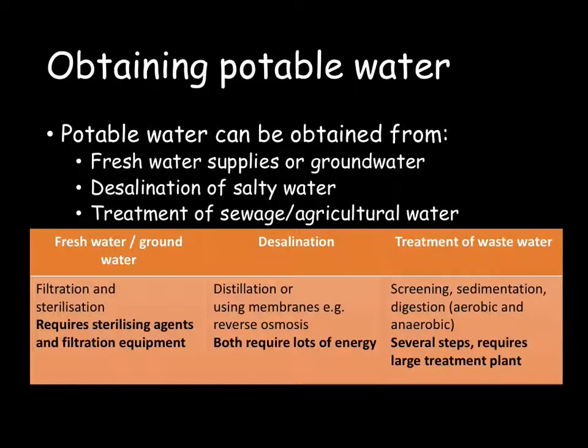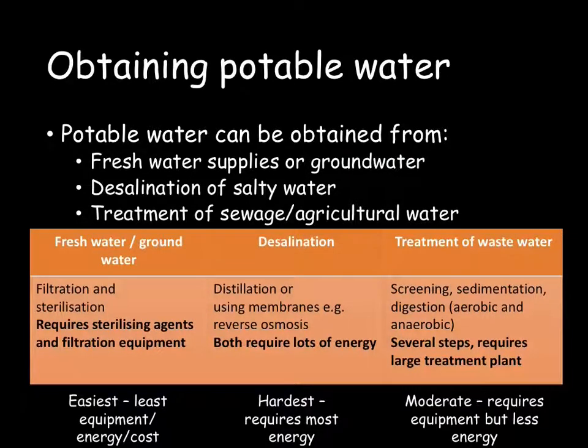For freshwater, we need to carry out filtration and sterilisation, which means it requires sterilising agents as well as filtration equipment. Desalination requires distillation or reverse osmosis, but takes a large amount of energy to do, regardless of which one we choose. And then we have treatment of wastewater, where we need to do screening, sedimentation and digestion, both aerobic and anaerobic. This is several steps and requires a large specialised treatment plant.